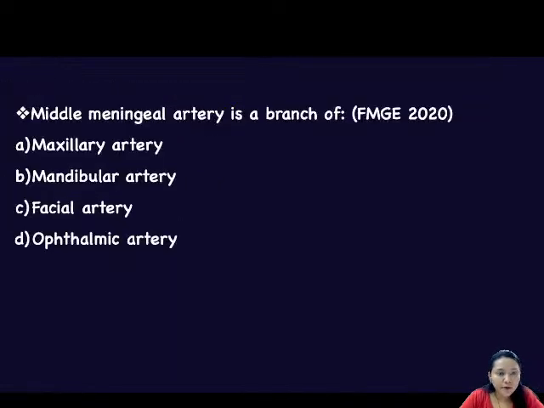Let us attempt the next one: the middle meningeal artery is a branch of. अभी next question जो है इसका change हो गया है. They have asked about the middle meningeal artery. Already we got its significance in the Pterion: if the middle meningeal artery ruptures, it will cause an epidural hematoma. अभी ये middle meningeal artery किसका branch है? They have given the options maxillary, mandibular, facial and ophthalmic artery.